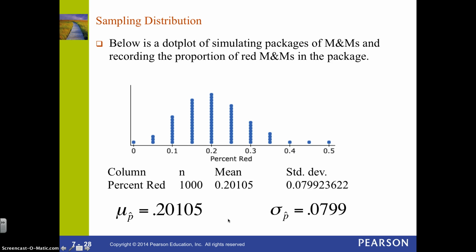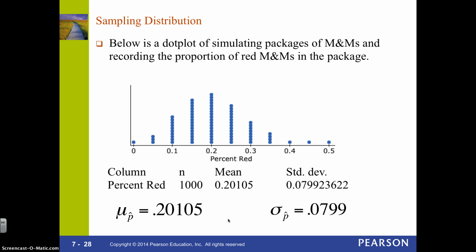So back to the M&M problem. We have bags of M&Ms that are 20% red. I simulated using StatCrunch, drawing from a bag that was 20% red. I did this 1,000 times and made a dot plot of all of my sample proportions. What I have here is the beginning of a sampling distribution.